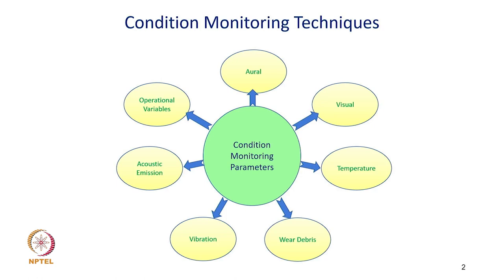So these are just a glimpse of the various parameters which can be made use of in monitoring the health of the equipment. But vibration is the one which we are going to focus on, because there is no dispute about vibration being the most convenient parameter to measure. It comes with a cost, but it is very effective. That's the reason.